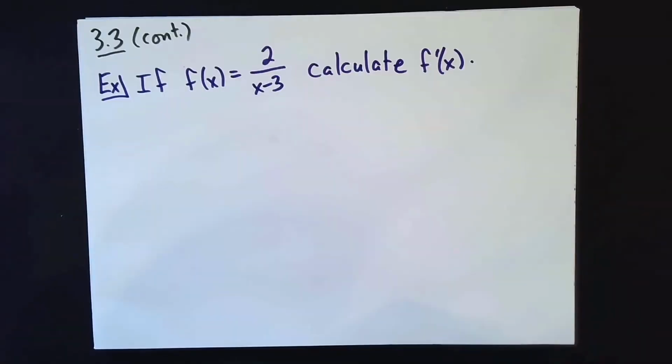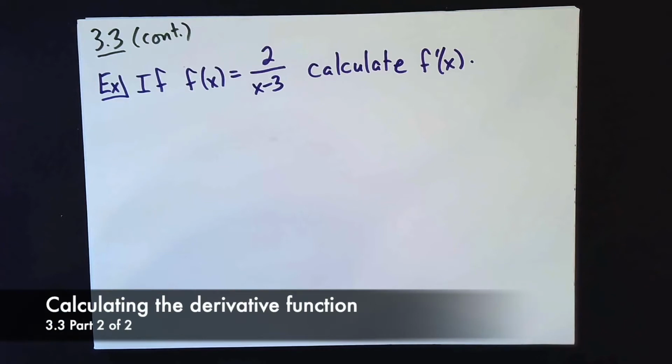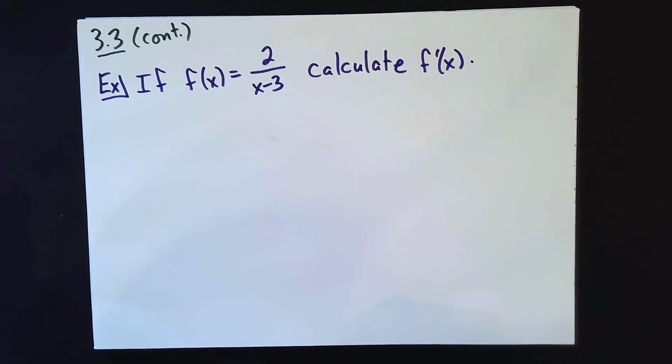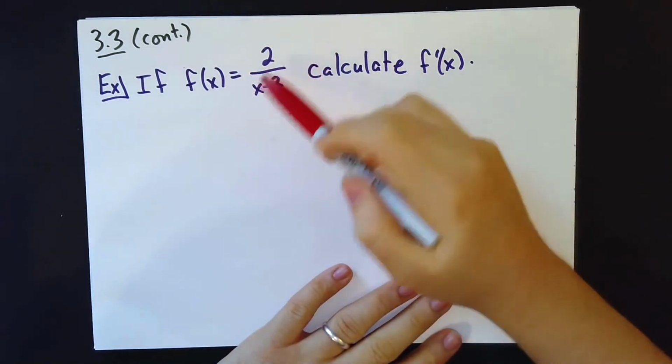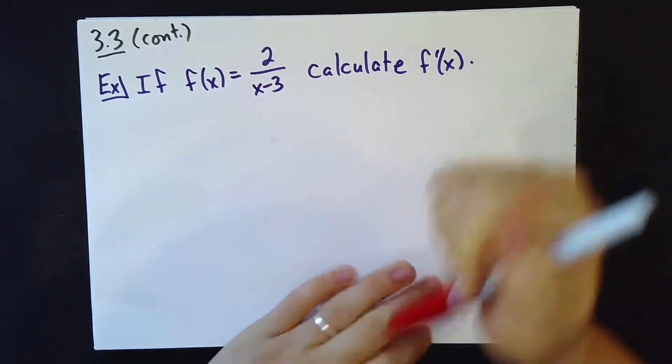Welcome back, everyone. Today we're going to discuss some more examples of using the limit definition of derivative to calculate this derivative function f prime of x. Alright, so here's our function for our first example. We've got f of x is 2 over x minus 3. We want to calculate f prime of x.